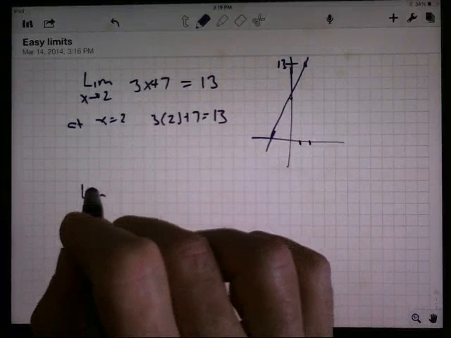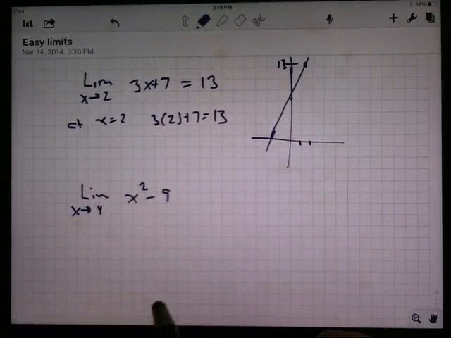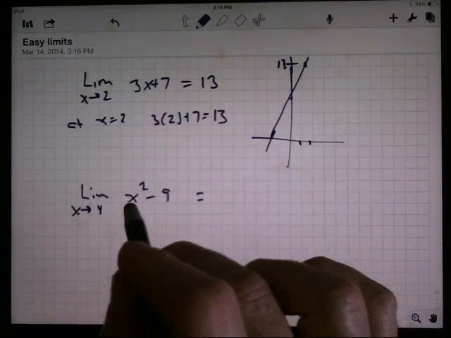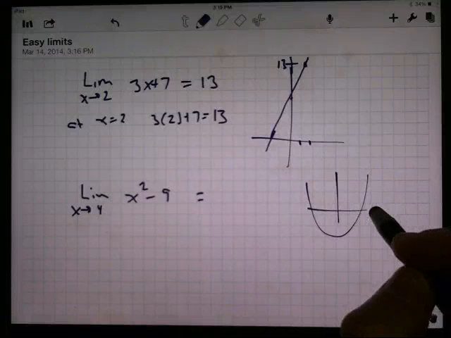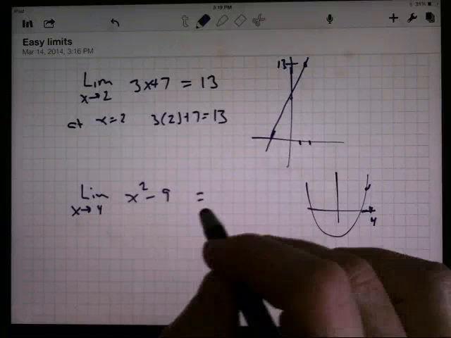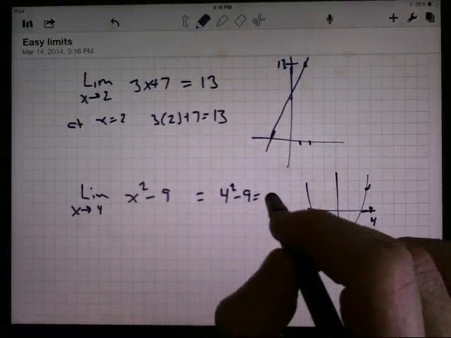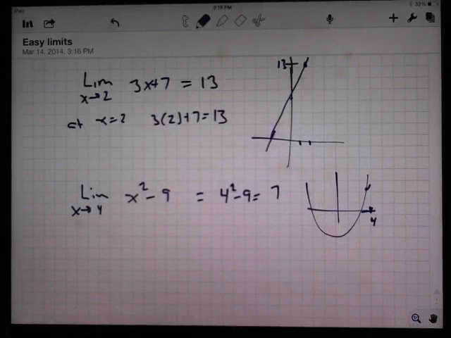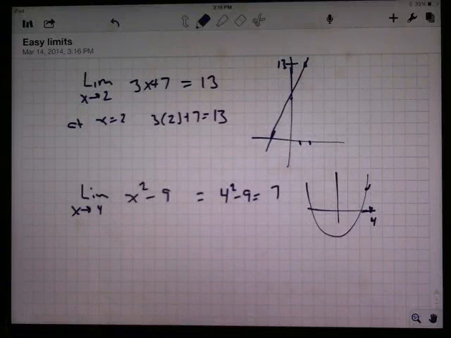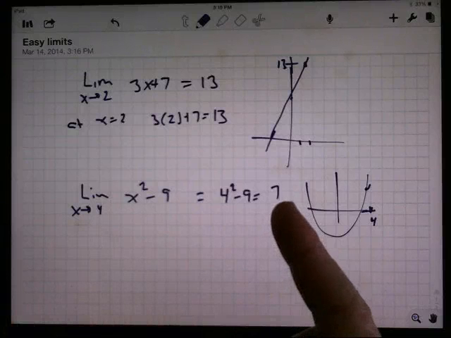Here's another example. What's the limit as x goes to 4 of x squared minus 9? Well, x squared minus 9 is just a parabola that's shifted down 9, and I'm going to plug a 4 in here, and what's it at? Well, 4 squared minus 9 is 16 minus 9, which is 7. The limit of x squared minus 9 as x goes to 4 is 7.